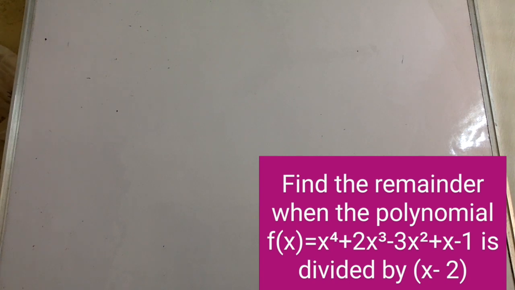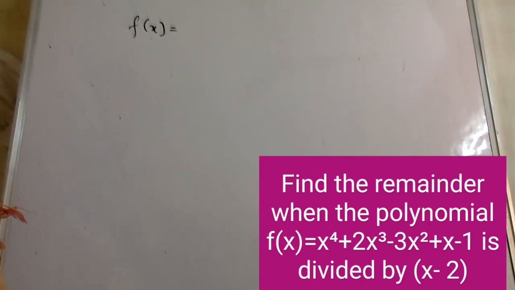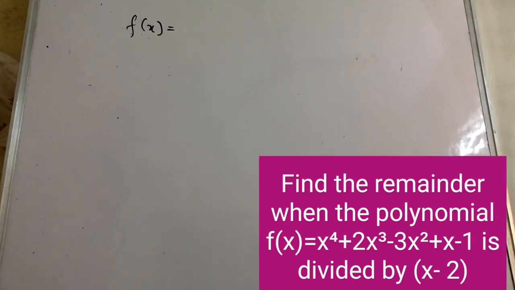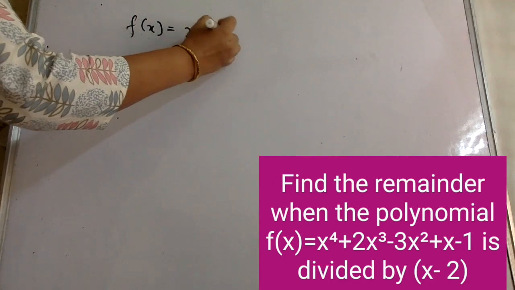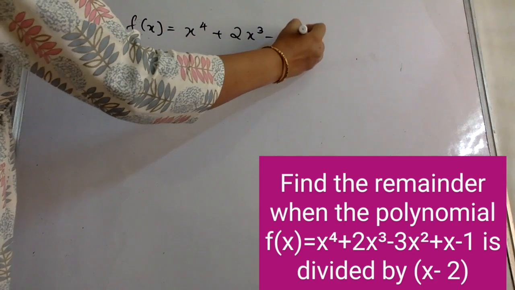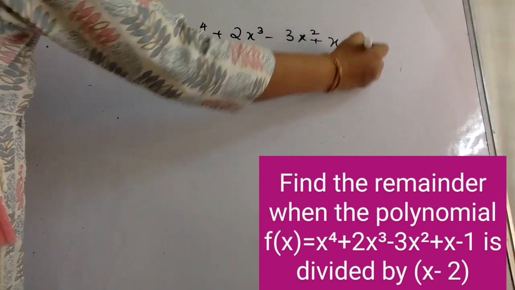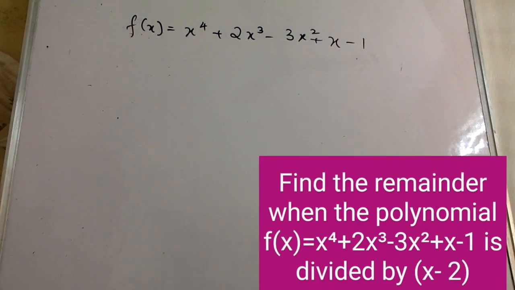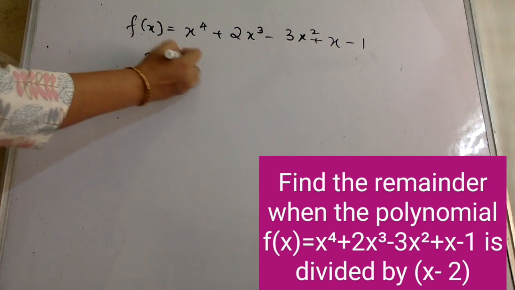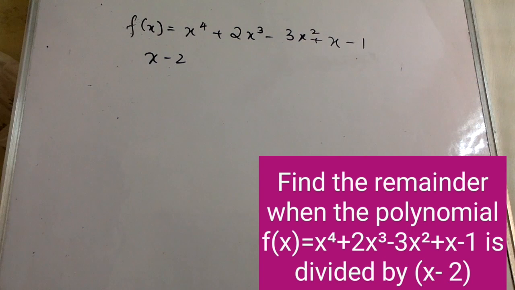You can see the sum over there in that pink box. f(x) is equal to x to the power 4 plus 2x cube minus 3x square plus x minus 1, and it is divided by x minus 2. So they have given us this being divided by this, and we have to find the remainder, as the question is saying.